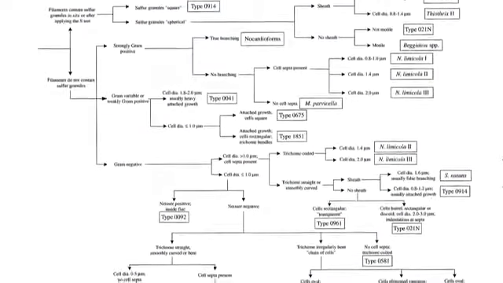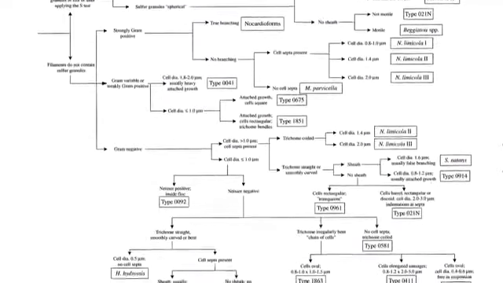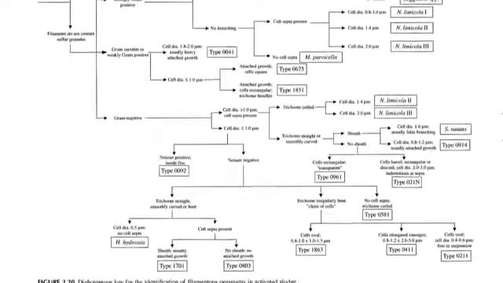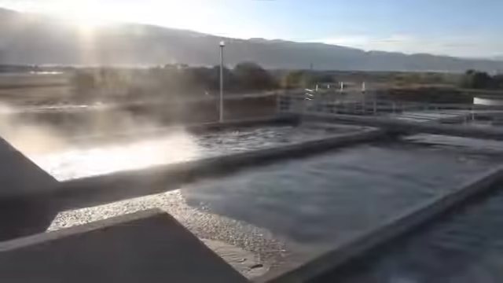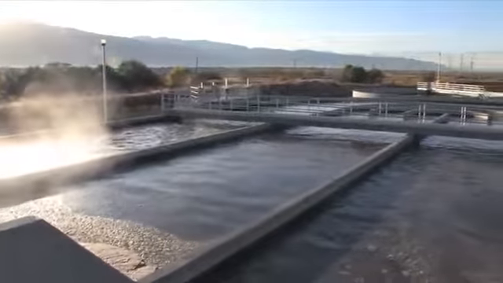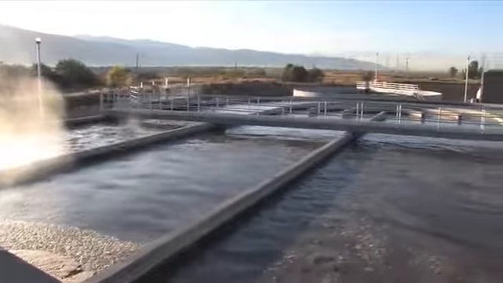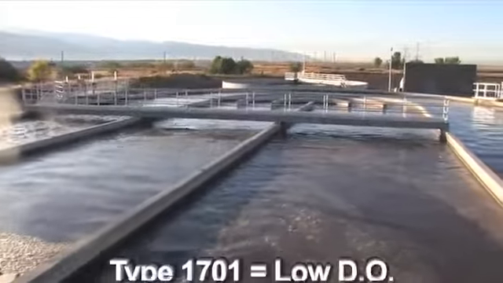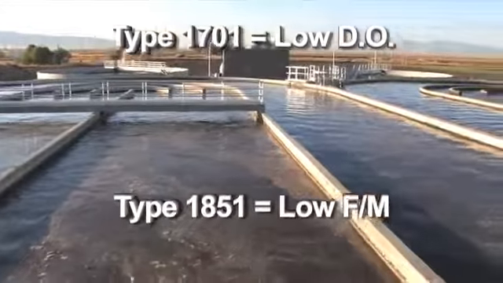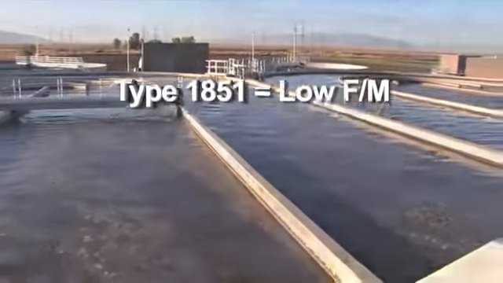Jenkins, Richards, and Diager developed a chart to use in the evaluation process. With sufficient testing, the exact filament can be identified. The dominance of a filament indicates the operating conditions. If you want to change the biomass, change the underlying condition which supports that filament. For example, type 1701 indicates low DO, where type 1851 indicates a low F to M ratio.